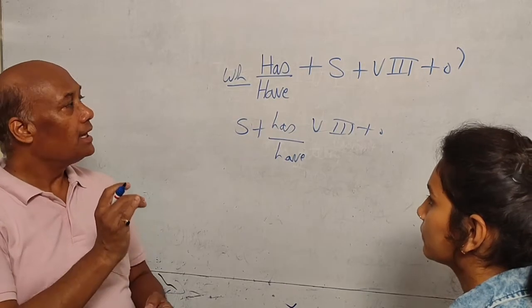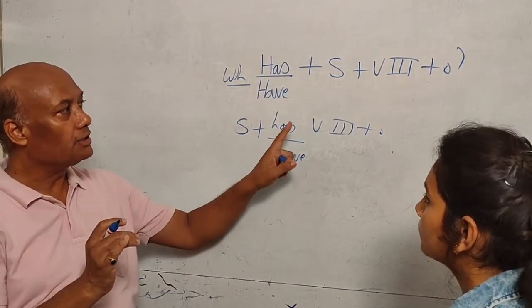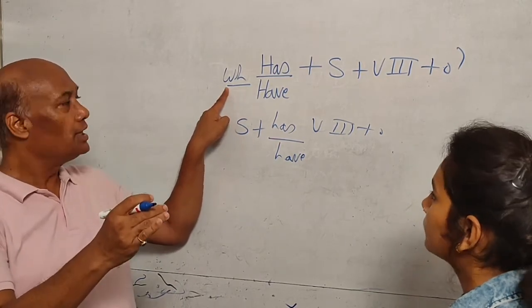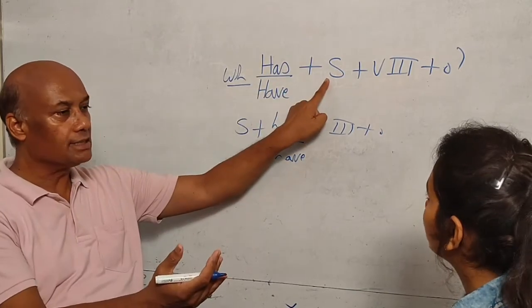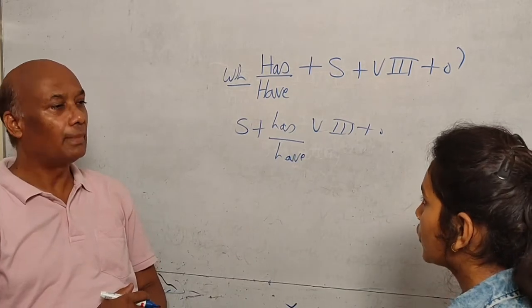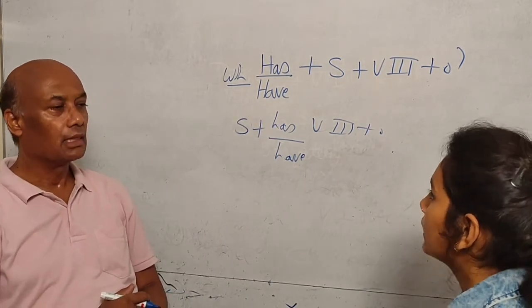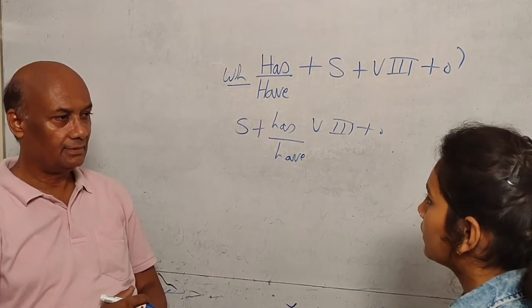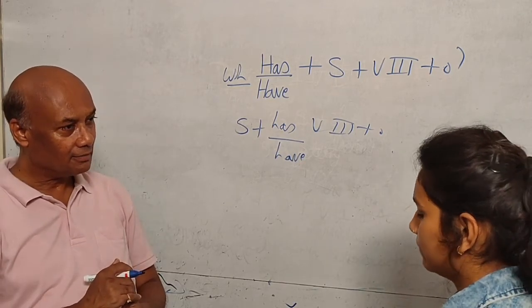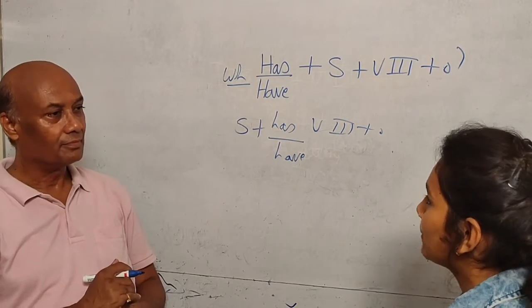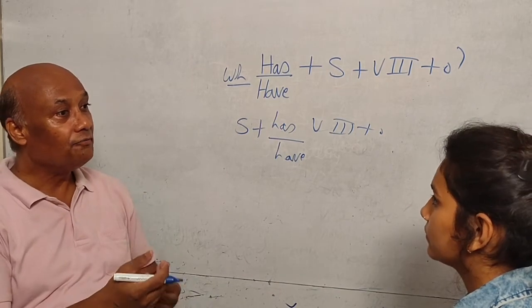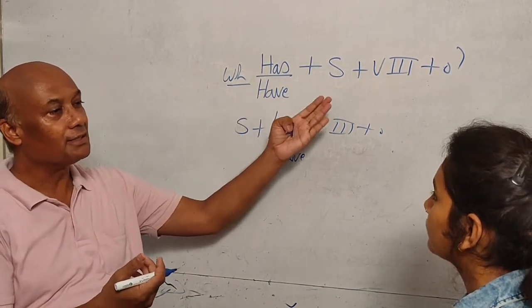In which class has your younger sister got admission? In which class? The class standard, second, third, sixth. In which class has your younger sister taken admission? My younger sister has taken admission in 8th standard. Very good. And what about your brother? My brother has taken admission in LKG. Very nice.